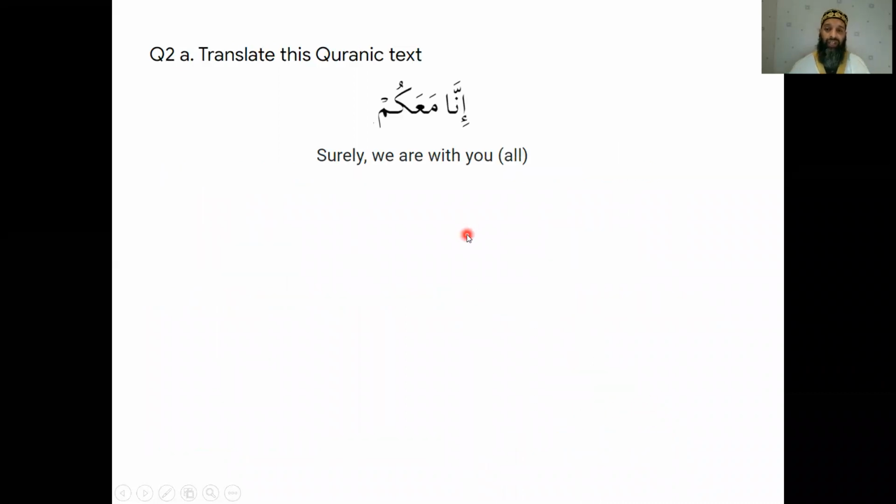And then lastly, translate these parts of the Quran, and this is what we're doing it for. Inna. So inna, indeed we. The na means we, and inna means indeed. Inna ma'a. What does ma'a mean? Ma'a means with, and kum means you all. So inna, indeed we, ma'akum, are with you all. Excellent.